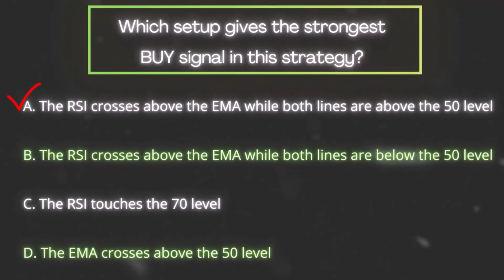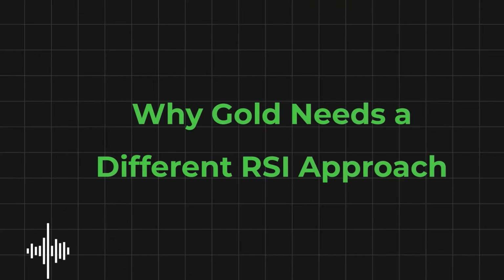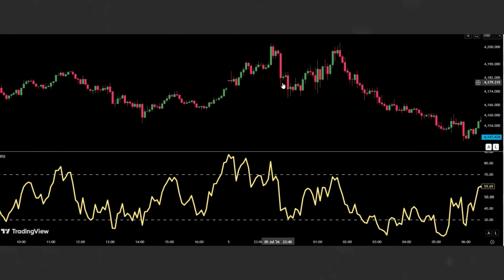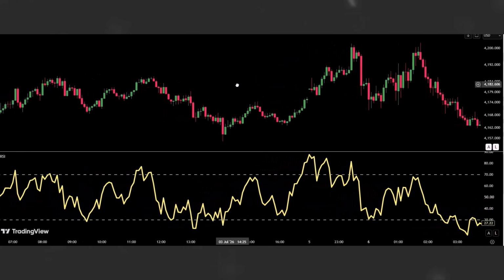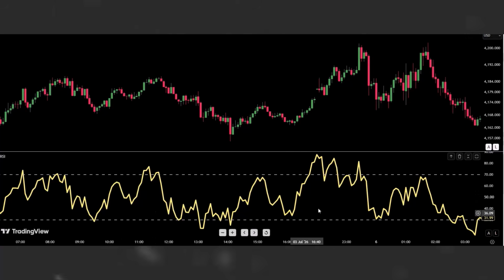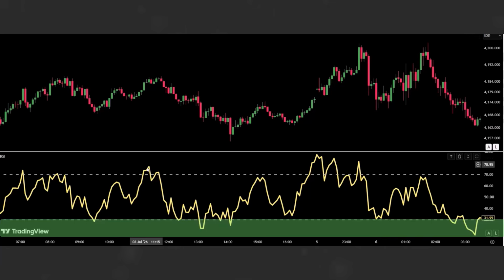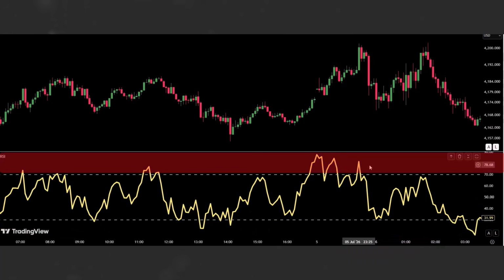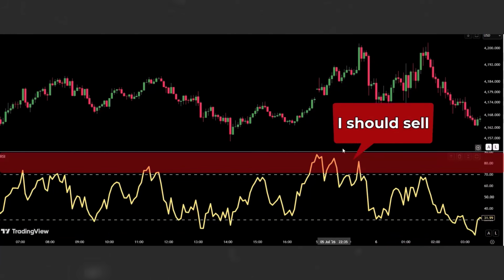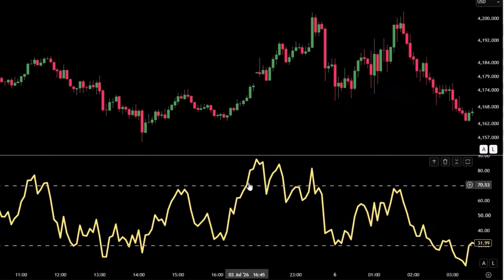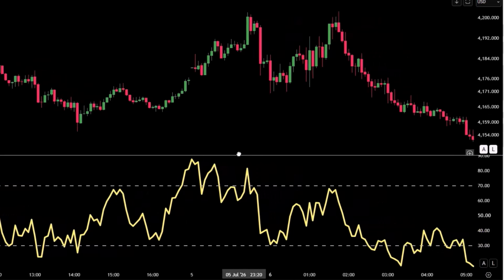Now let's jump into today's lesson. Why gold needs a different RSI approach? Before we talk about the settings, we need to understand one important thing. Gold does not behave like every other market. Many beginners use the default RSI settings and trade XAUUSD the same way they trade other markets. They see RSI below 30 and think, I should buy, or they see RSI above 70 and think, I should sell. But gold can stay overbought or oversold during strong moves, causing traders to enter too early or get trapped.